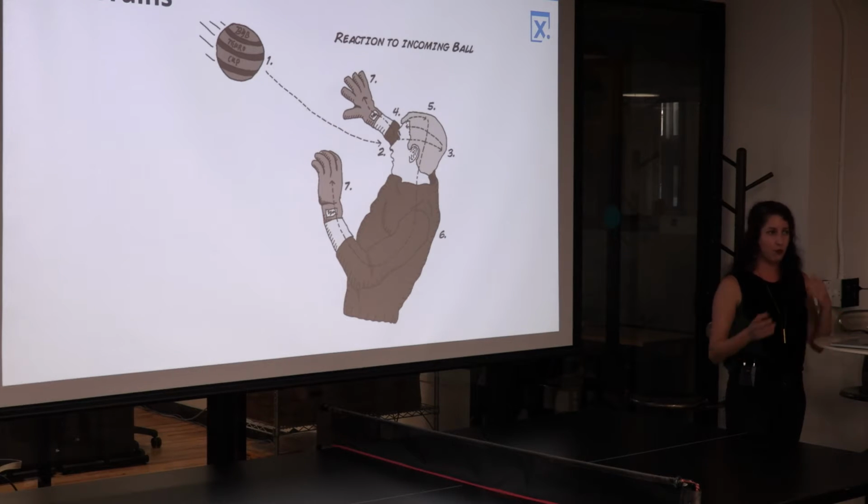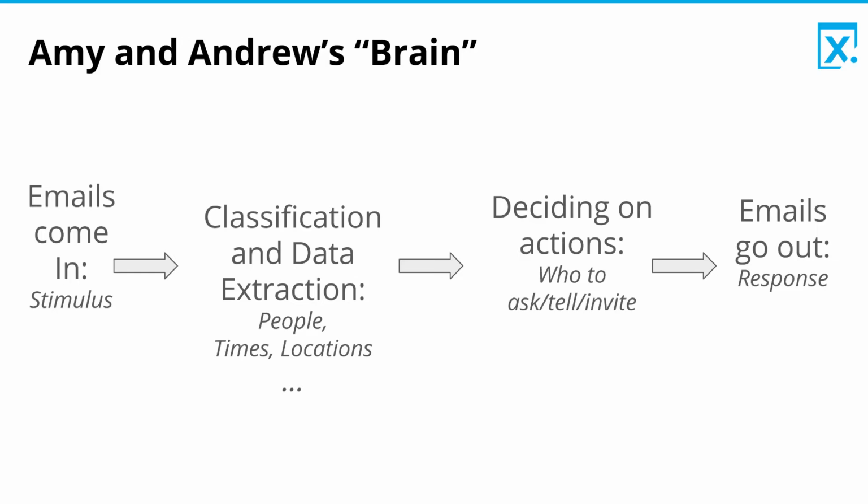But we really have to take in a lot of stimuli all at once and break them down into what's the most important bit, and then think about, okay, what do I and should I do next? So the way Amy and Andrew's brain works is actually pretty similar.